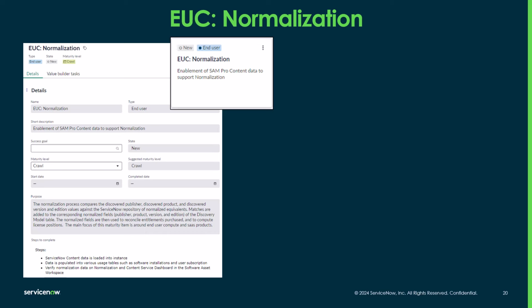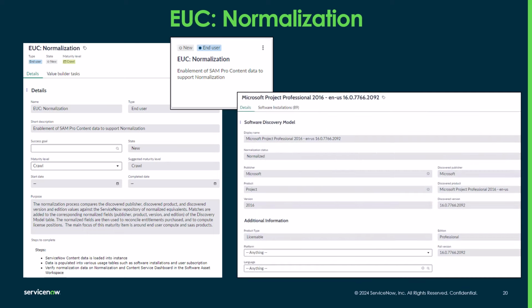So what does the normalization look like within your instance? If we take a look at one of the discovery model records, this discovery model was created by the information coming in from, say, your SCCM or Jamf through the service graph connector. What's discovered are these values over here. So you've got your discovered publisher, Microsoft, the product, which is Project Professional 2016. And then you've got this big, long, giant version, which is 16.0.77.66.